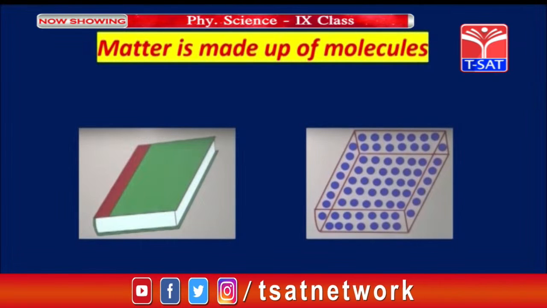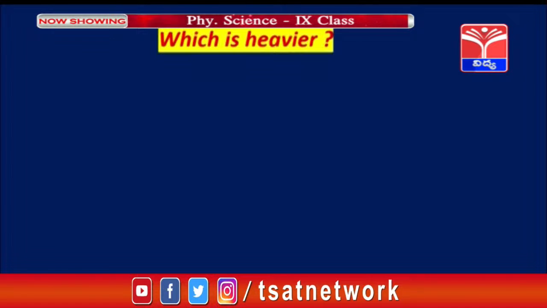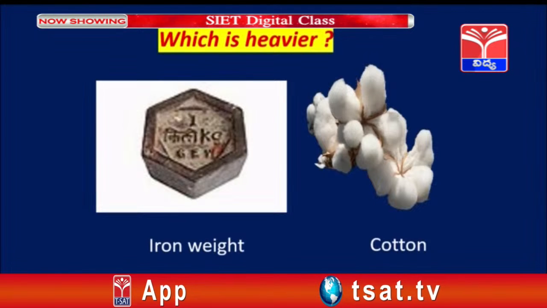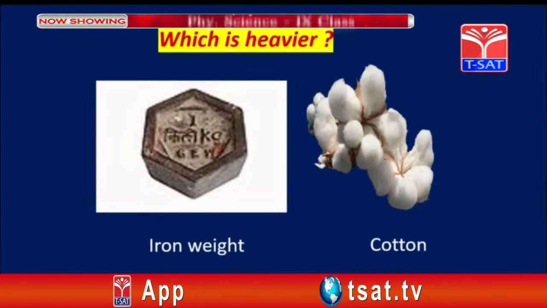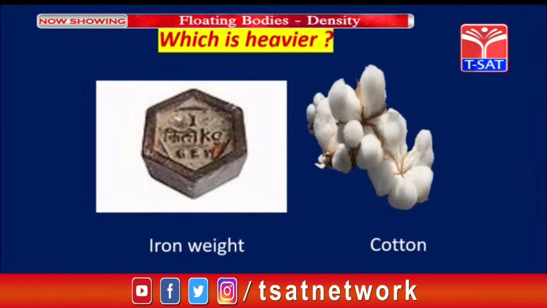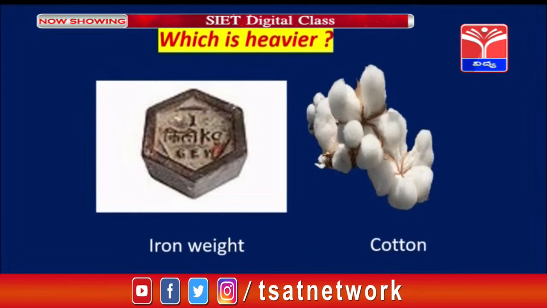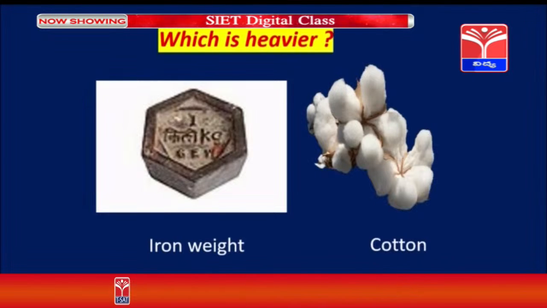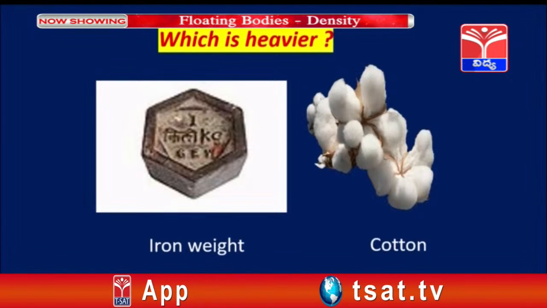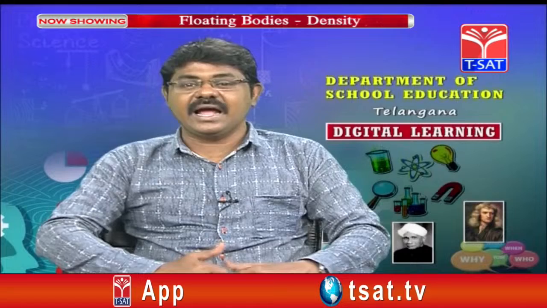Now let us think about which is heavier. In the picture you can see an iron weight and cotton. If you take an iron weight of 1 kilogram and cotton and try to answer which is heavier, you can answer easily: yes, the iron weight is heavier. But how can you say it is heavier, and what is the scientific meaning of heavier and lighter?